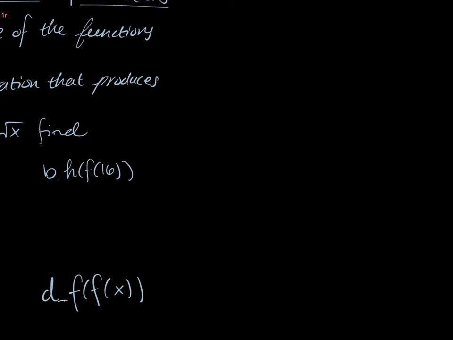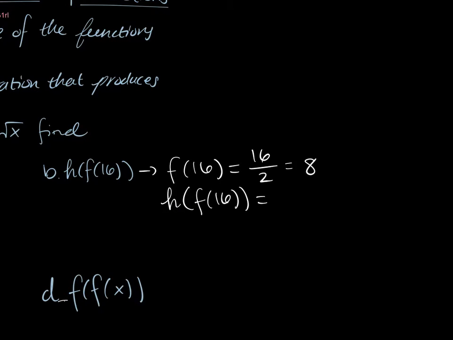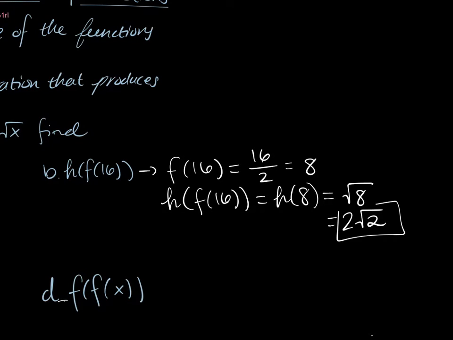Let's look at b. H of f of 16 is what we're looking for this time. Again, first we find f of 16. That is 16 over 2, which is 8. Then we take h of f of 16 and sub in the value we got for f of 16, which was 8, and solve. So we get square root of 8, which is 2 root 2. Okay?